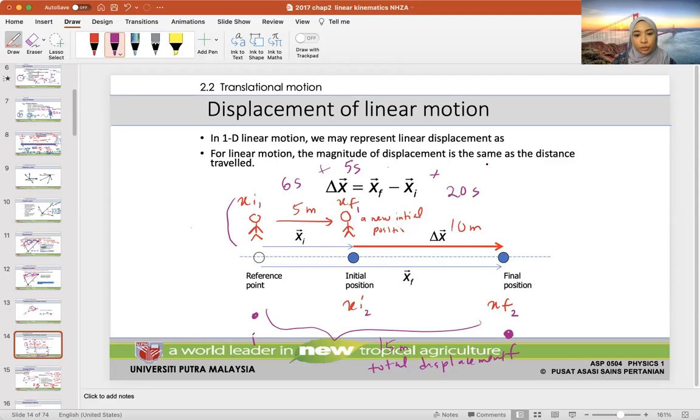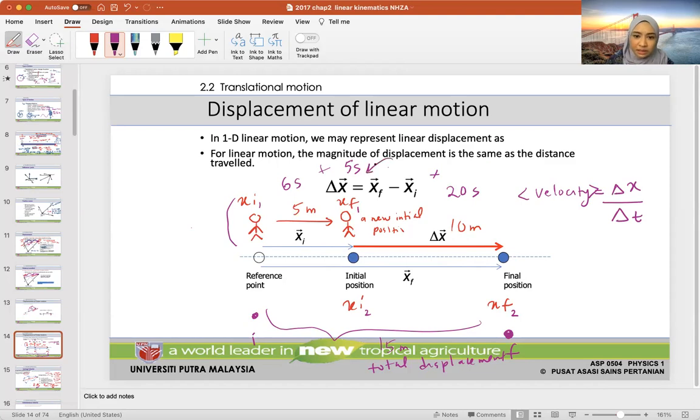Total distance or total displacement is 5 meter plus 10. Okay, walaupun ada 2 je kat sini, tapi sebabkan dia berhenti, it counts in the total time. Okay, when we talk about velocity, average velocity, we are talking about the total change in displacement over the total change in time. So duration Fatihah nak sampai hujung ni 6 tambah 5 tambah 20.